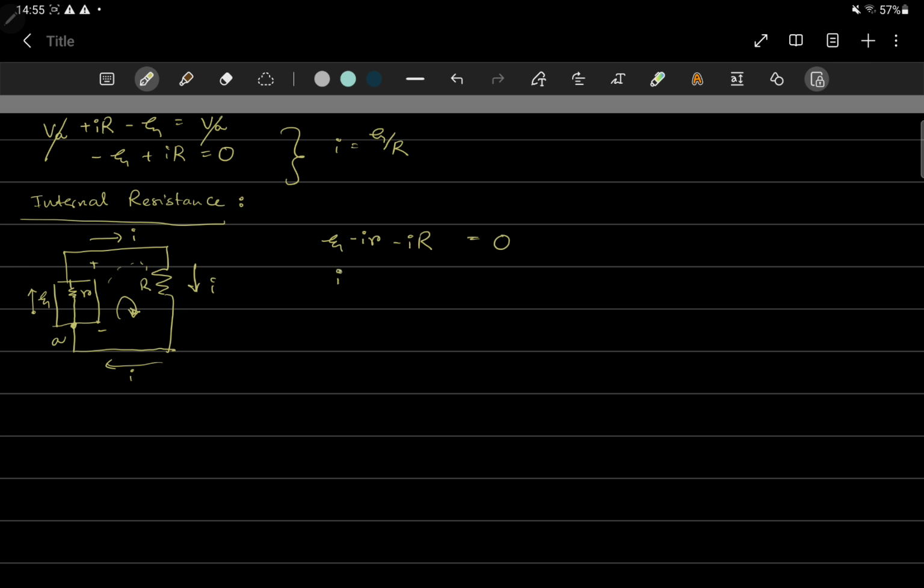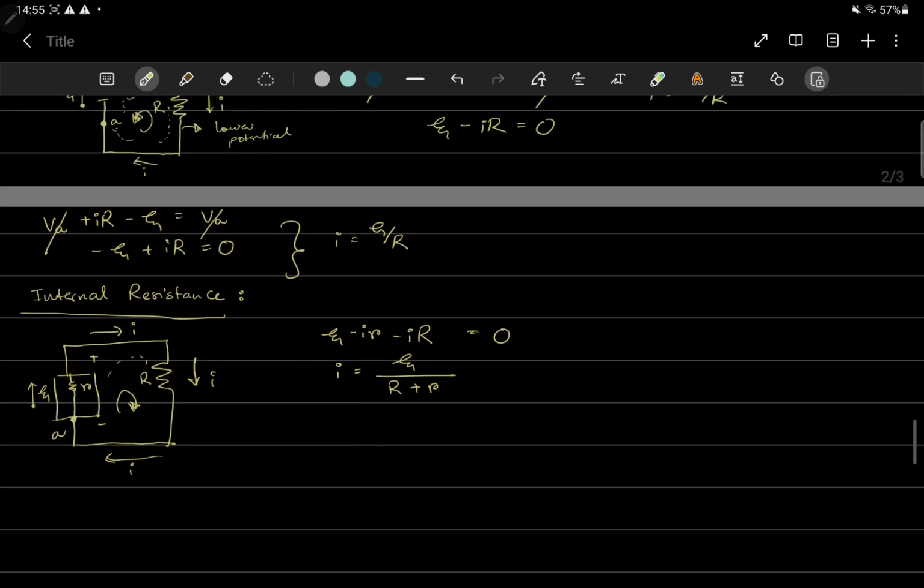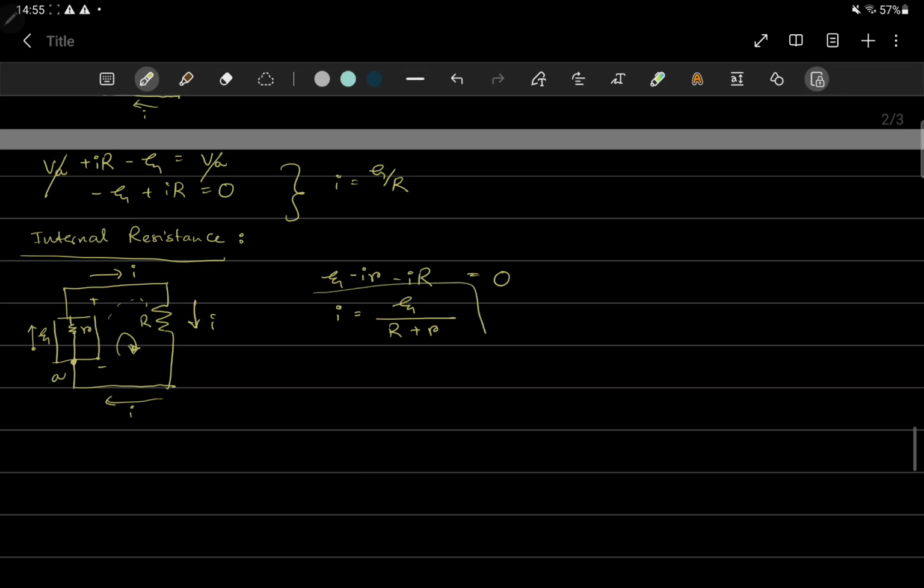Now if I want to solve for I, just by rearranging this equation, I will see that my I becomes EMF divided by R plus small r, which is almost the same as this, but it incorporates the extra resistance that is due to the internal resistance. Now if the internal resistance r is equal to 0, it boils down to the current that we would see for an ideal EMF device, right?